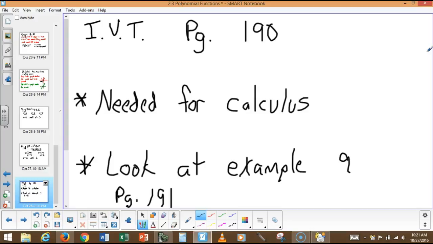What you need to do now is, on page 191, look at example 9. It is modeling how to design a box. We're starting with a piece of cardboard. We have a certain volume we want to have. So similar to what we did in lesson 1.7, designing a box that has a given volume. Take a look at that, and then you can start on the homework.